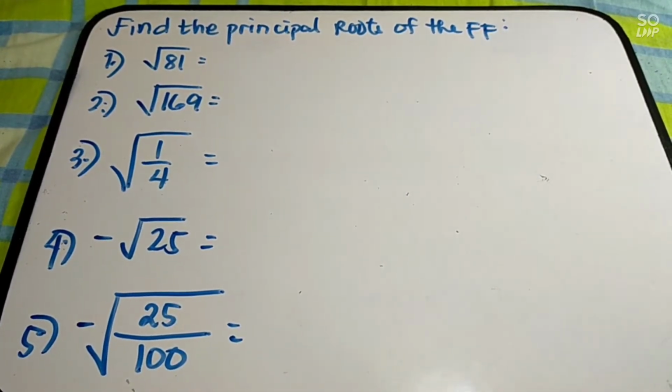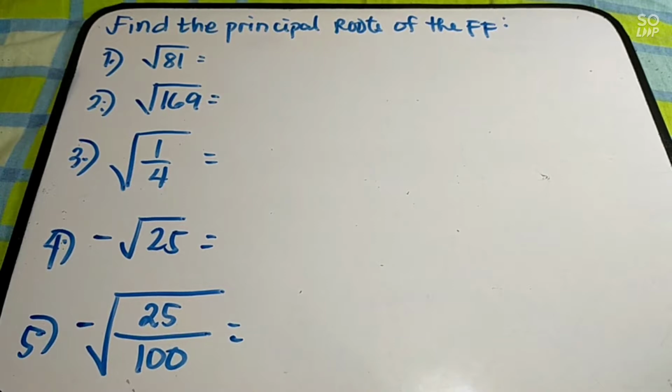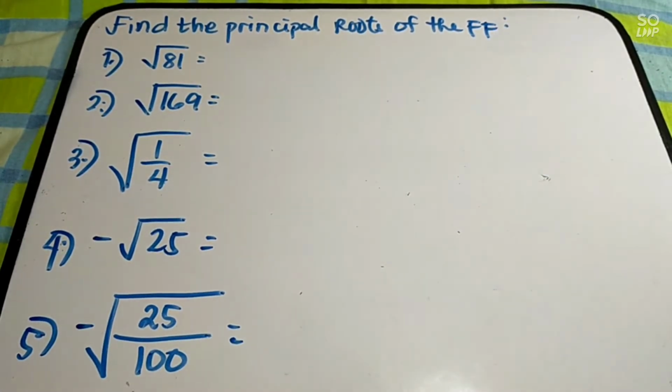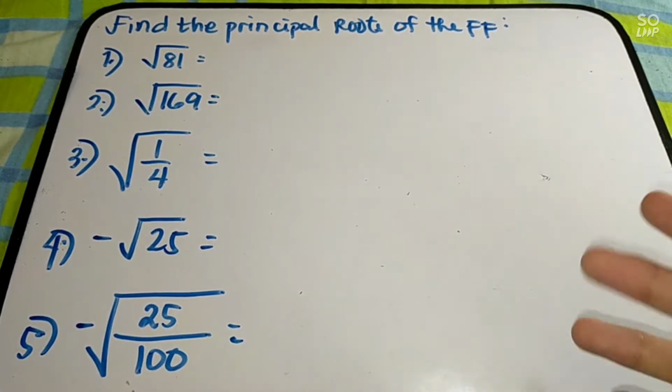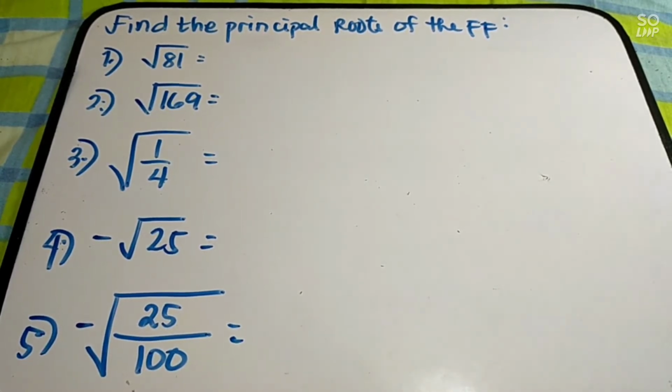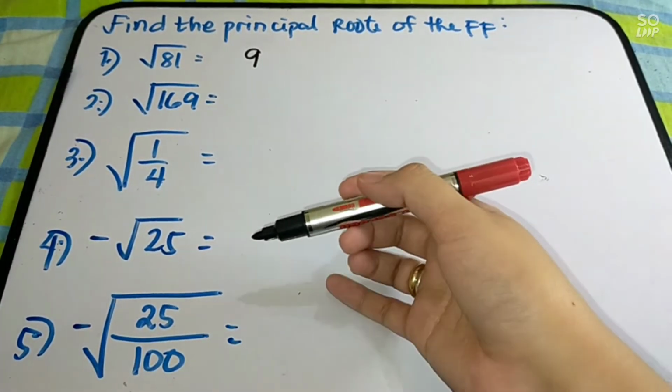Find the principal roots of the following. Since principal roots, positive numbers ang ating i-considered as the answer. Let us have number 1, square root of 81. So, think a number na pag minultiply mo sa sarili niya, ang sagot is 81. So, that is 9. 9 times 9, the answer is 81.